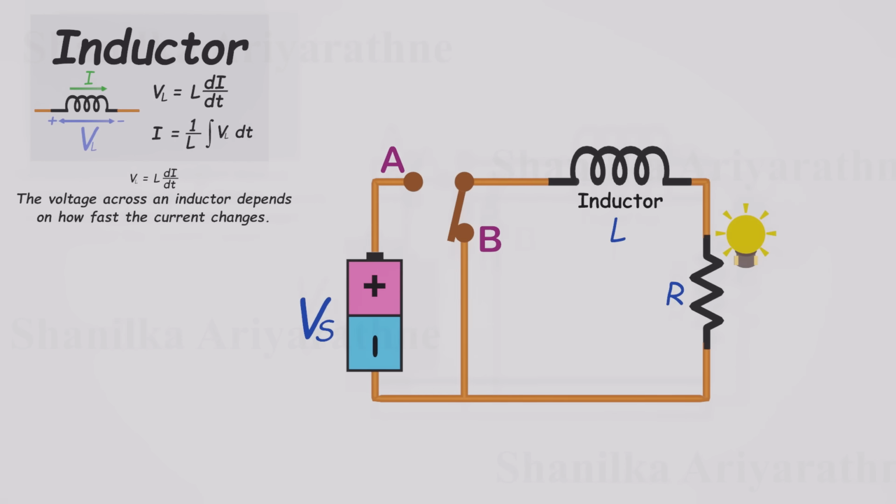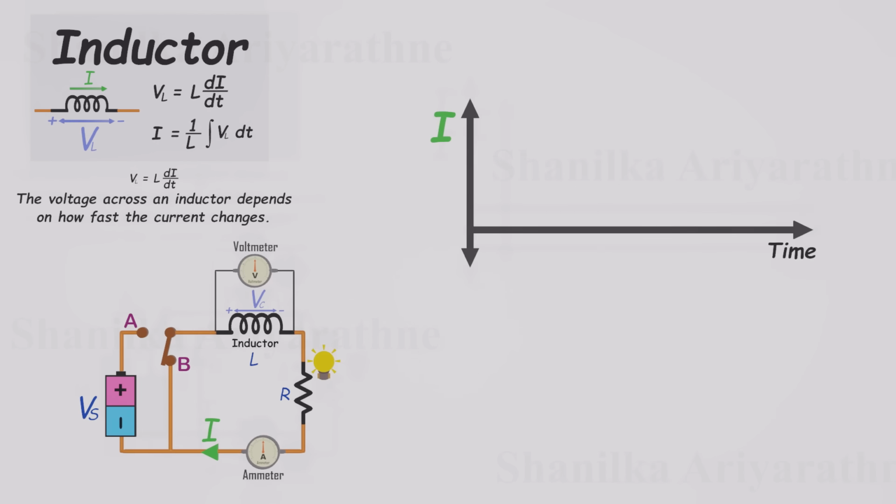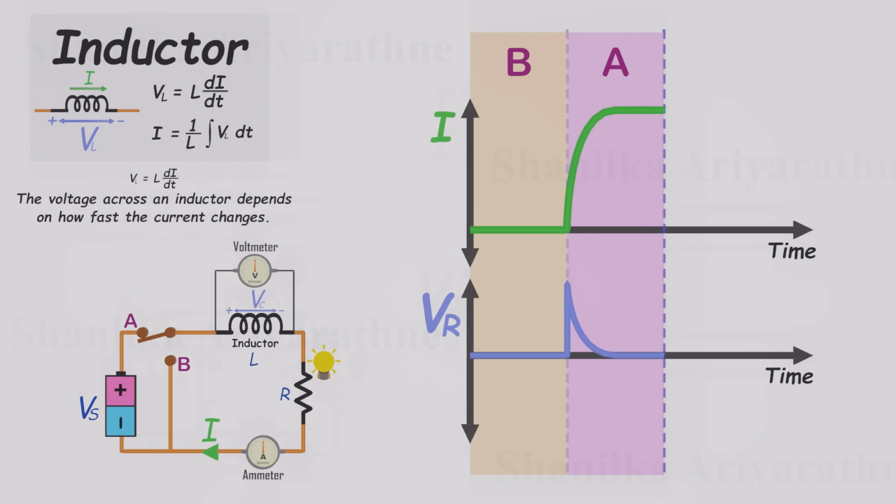Here's our circuit again. I'm measuring the voltage across the inductor and the current through it, and plotting both on a graph. When the switch is in position B, the power source is disconnected, so both voltage and current are 0, and the bulb stays dark. Now flip the switch to position A, and something different happens. The bulb doesn't flash instantly like before. It starts dim, then gradually brightens until it reaches full glow. At first, the current is 0 and begins to rise slowly. Meanwhile, the voltage across the inductor jumps instantly to the supply voltage, then slowly falls towards 0.